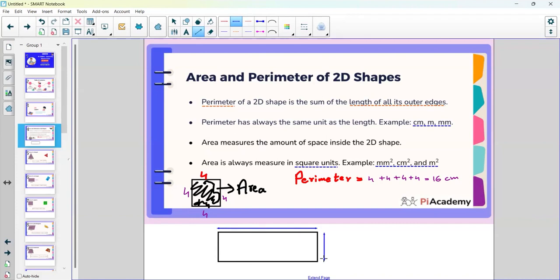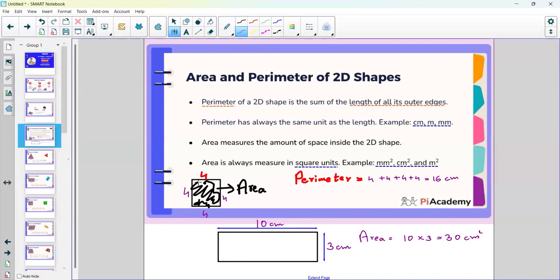But if you already have the length and width of the rectangle, let's say this is 10 centimeters and this is 3 centimeters, won't you be able to work out the area of the rectangle as well? Which is simply length multiplied by width, isn't it? 10 times 3. This is 30 centimeters square. So just using the ruler, you can figure out the dimensions of the rectangle that would allow you to get the area.